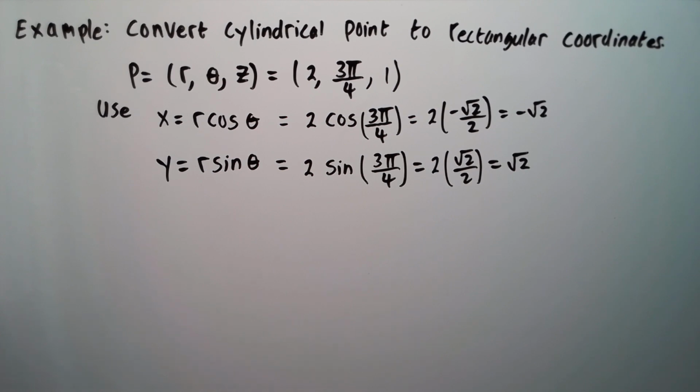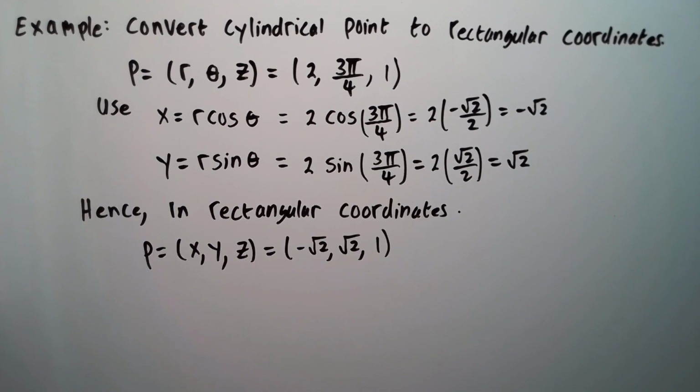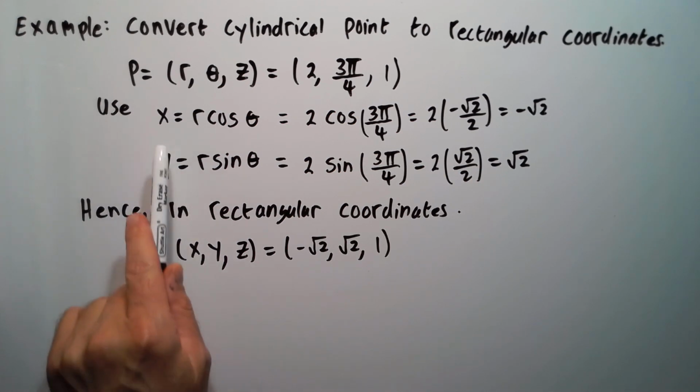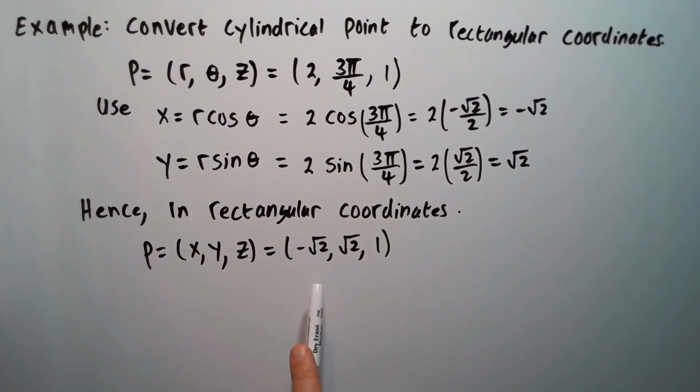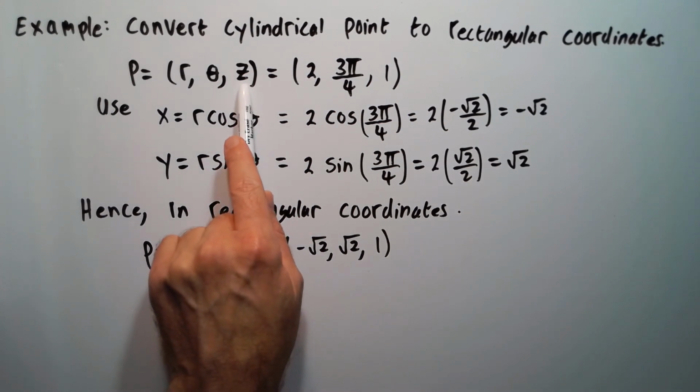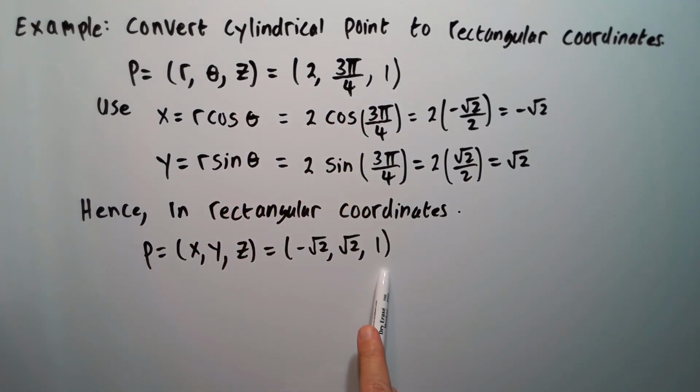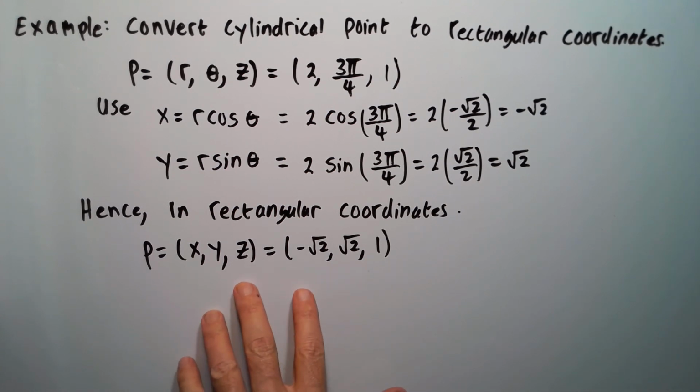Now we can convert the point to rectangular. Hence in rectangular coordinates, which is x, y, z notation, we'll have our x first, which is negative square root of 2, then our y, which is square root of 2, and then our z. Up here our z value is 1, so it'd be 1 here. So we're done with this example. Let's look at another example now. I'm going to erase this and do a second example.